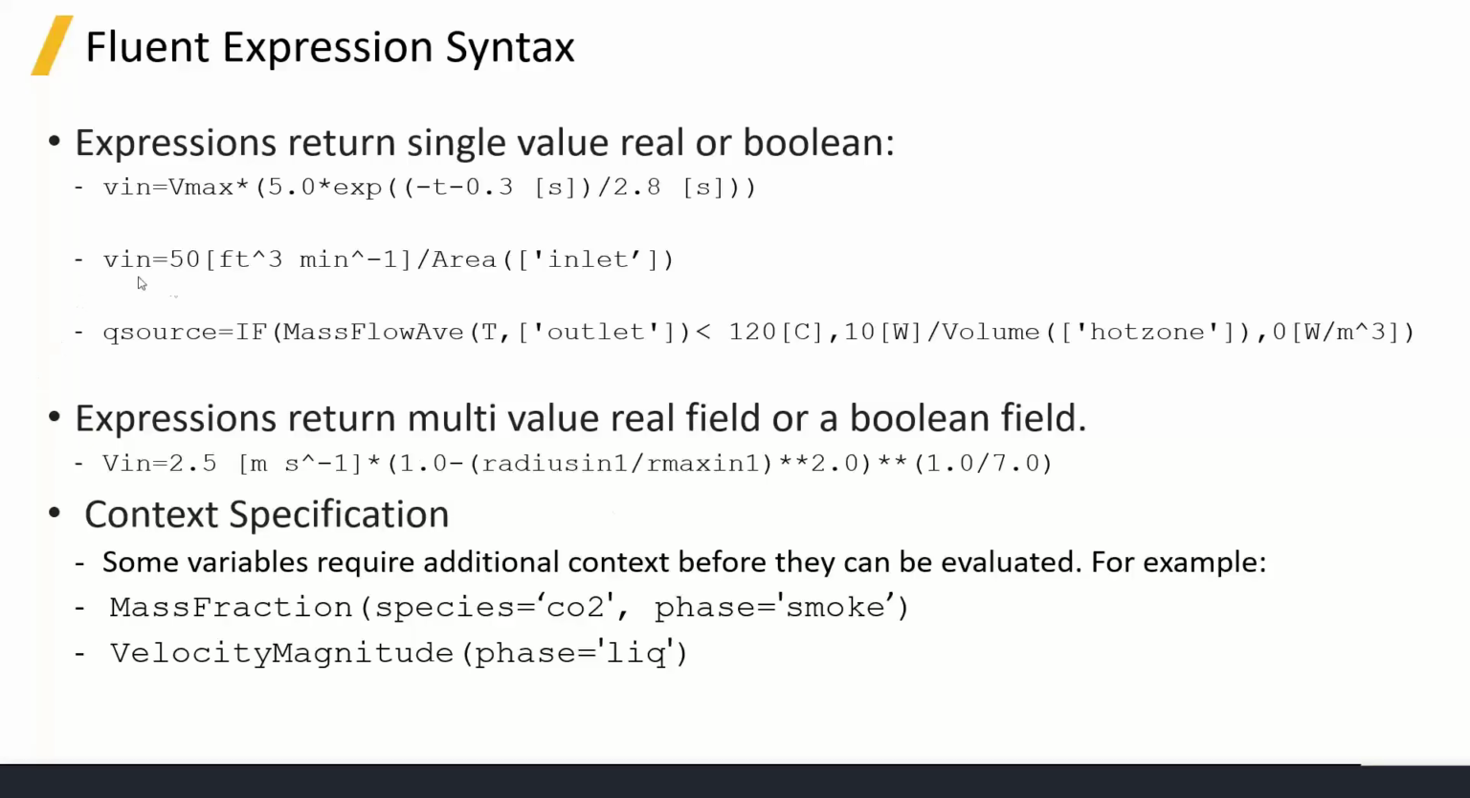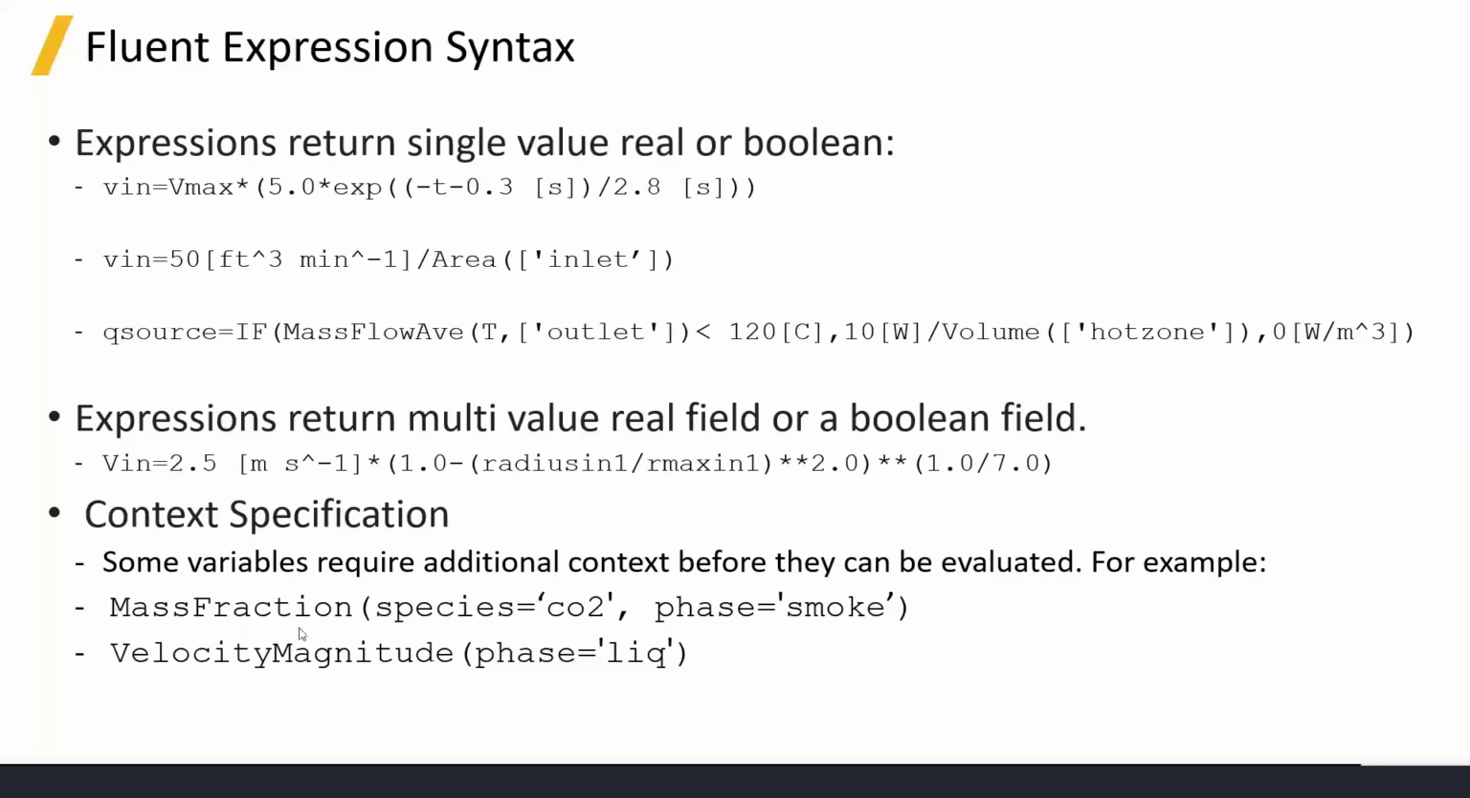Most things are just the variable, but as soon as we get into slightly more complex simulations, we might have to have some qualifications on variables. So if we have a multi-species setup, and we want the mass flow of a certain species, then we've got to be able to tell it what species, or if we want a mass fraction here.